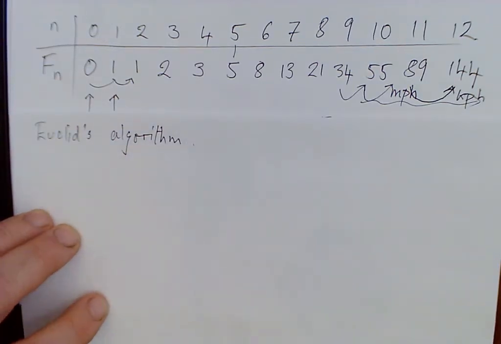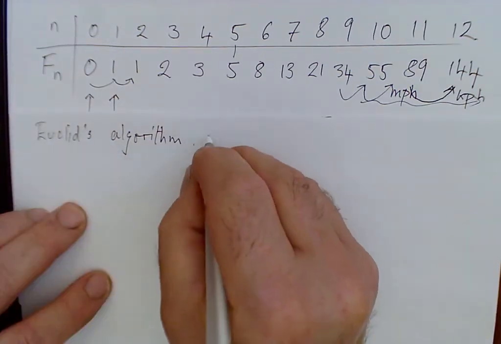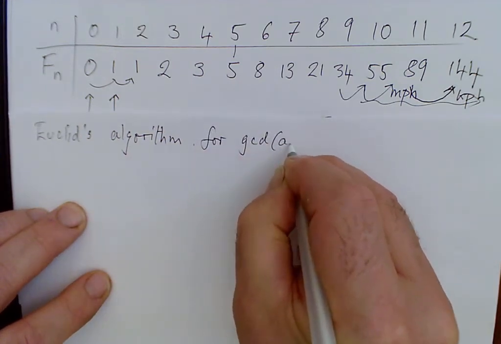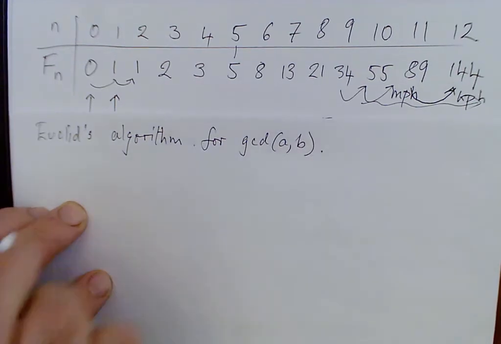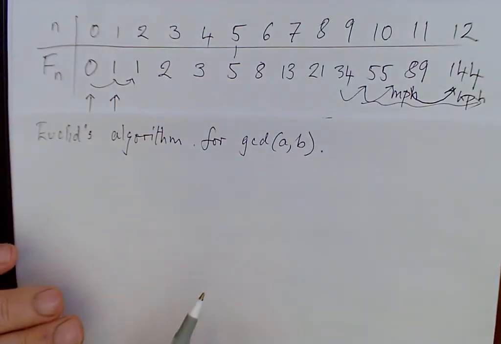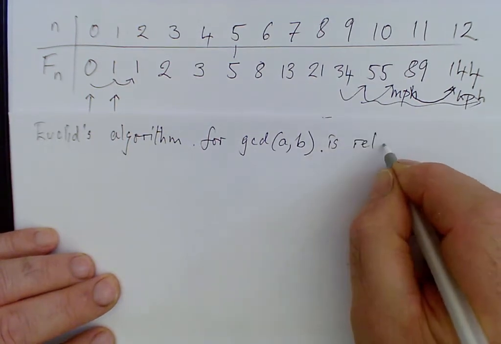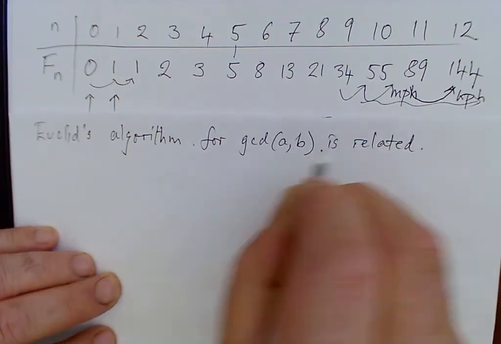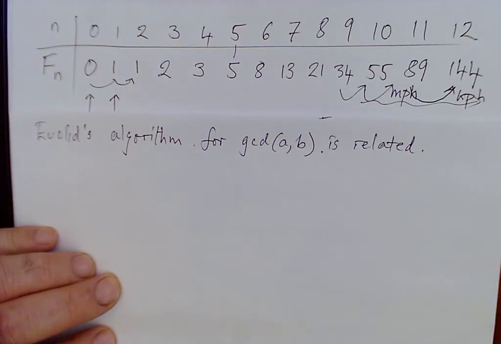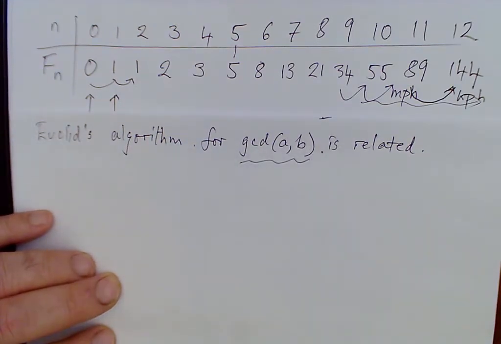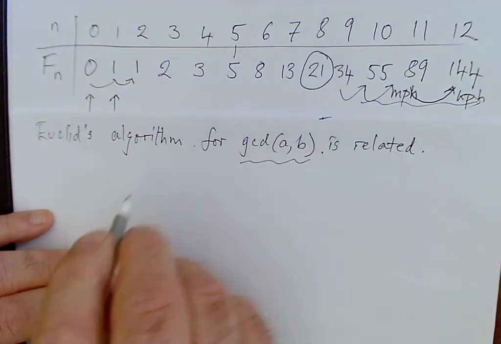Just to remind you, this is for finding the greatest common divisor of two numbers. I'm not going to talk about this. I just want to say that they're related. So let's just say somehow related to the Fibonacci numbers. And let me try and say why the concept of the greatest common divisor is related. To illustrate this, I'm going to choose a couple of Fibonacci numbers. I'm going to choose F8, 21, and F12, which is 144.